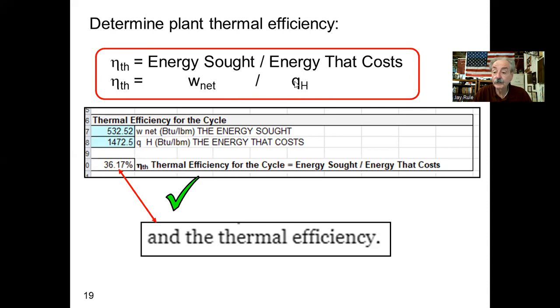We've got all those. Calculator work is easy. W net is 532.5. QH we just found, 1472. And so the thermal efficiency of this power plant is 36.17%. That's the thermal efficiency of the power plant: the energy sought over the energy that costs.